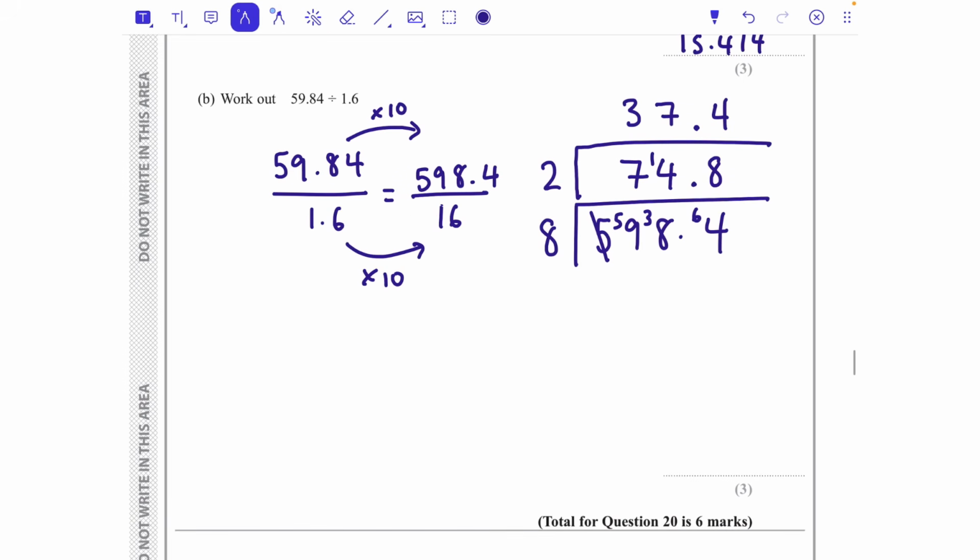And you'd have got the same answer if you'd done dividing by 16, but it just makes my life a little bit easier. You could have also used 4 and 4. You just need to use two numbers that multiply together to make the 16. So there's that one.